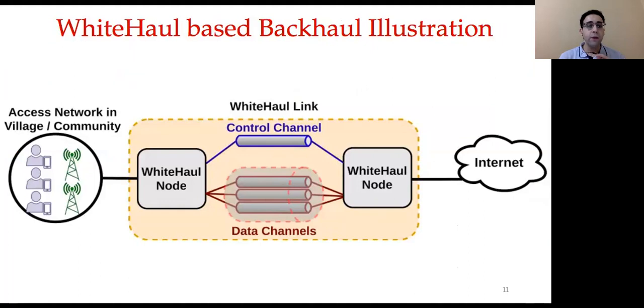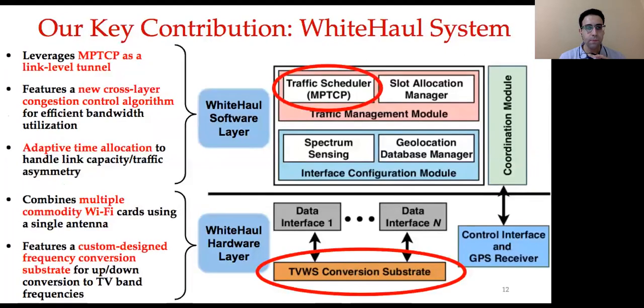This is a typical deployment scenario for the WhiteHaul system, where we have two WhiteHaul nodes. One is at the edge of the rural village, and the second one is close to the nearest internet point of presence. We also have two kinds of channels: a set of data channels that carry the user traffic, and a single control channel that is used for coordination between the two WhiteHaul nodes. Due to the time constraint in this talk, we will only focus on the TV white space conversion substrate and the Multipath TCP module, but please feel free to find details on the other components in the paper.